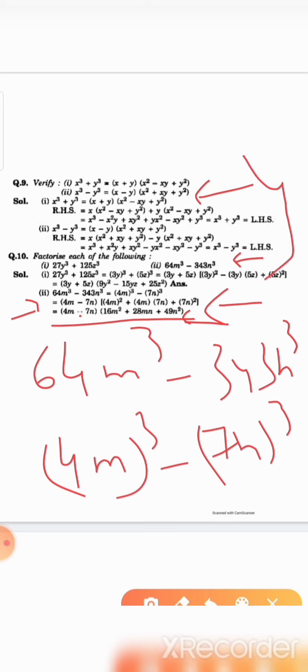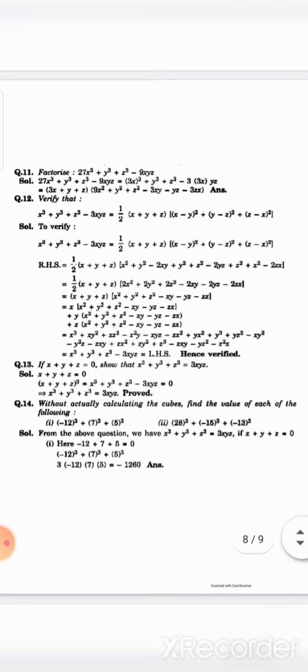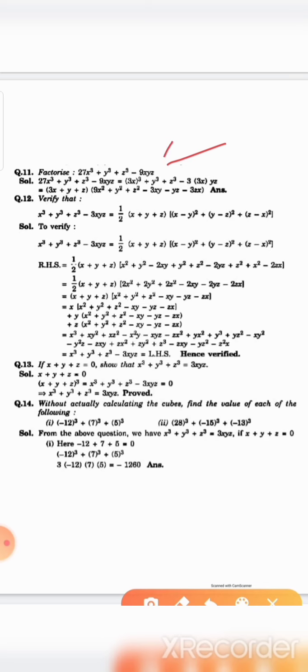So this identity we use in question number 10 to find the factors. Next is question number 11. Question number 11 is: factorize the polynomial.